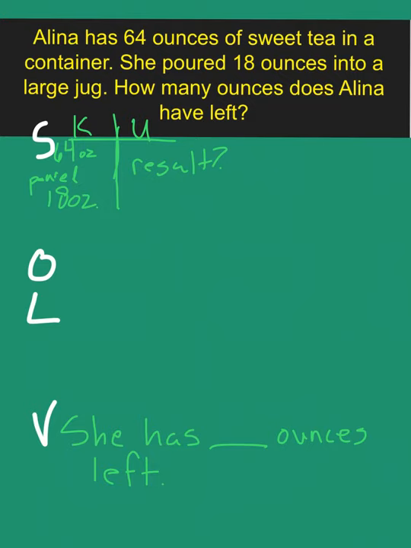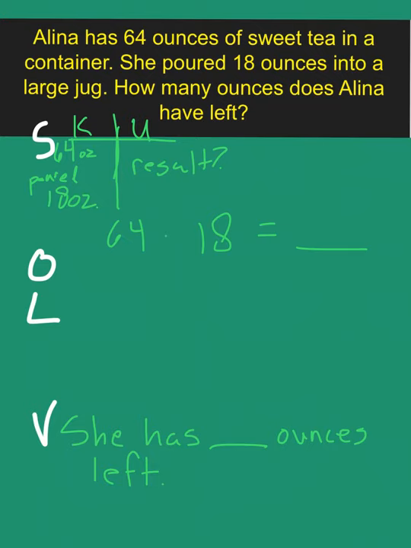Okay, so we want to know. She had 64. She separated 18. And now she has some unknown amount. So I know that we're separating. We're separating ounces. We're taking tea away. We had this jug of tea, this big container of tea, and we poured 18 ounces out into a smaller jug, or a large jug, I'm sorry. A big container into a large jug.